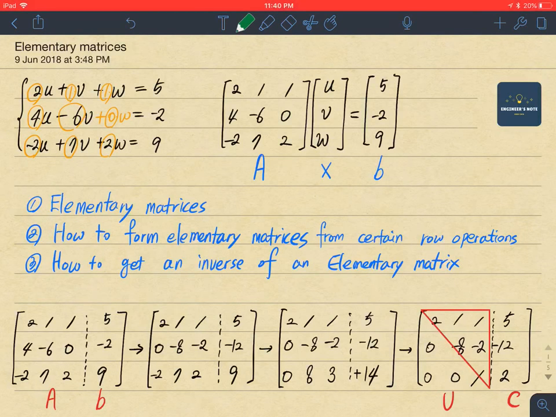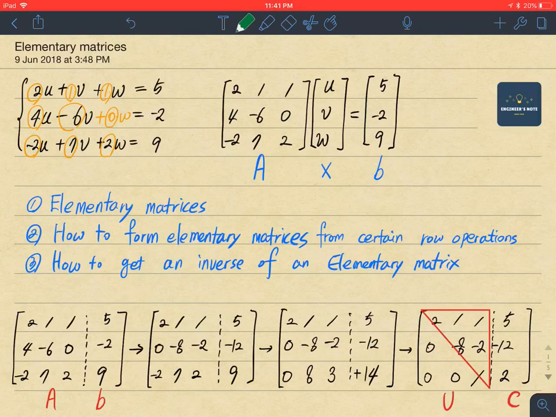In this video, we're going to learn three things. First, what on earth are elementary matrices? Secondly, I will tell you how to form elementary matrices from certain row operations. And thirdly, I'm going to teach you how to get an inverse of an elementary matrix.